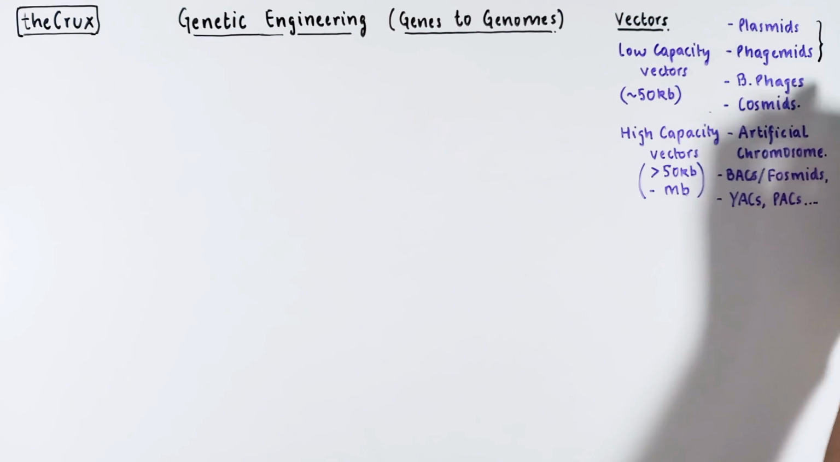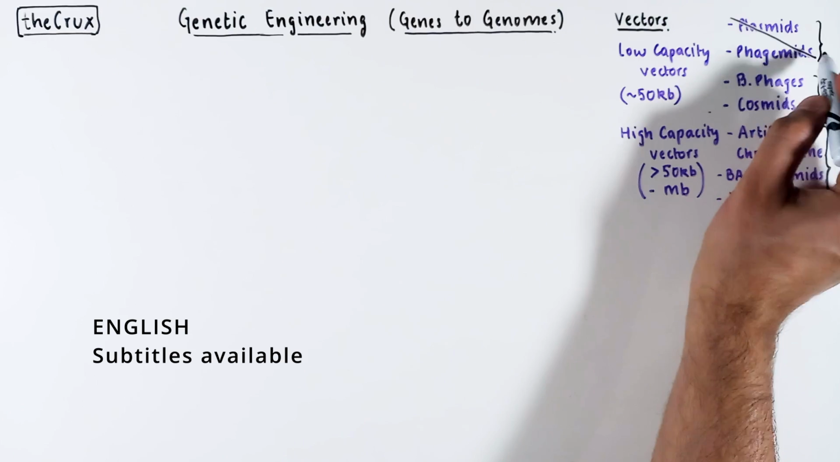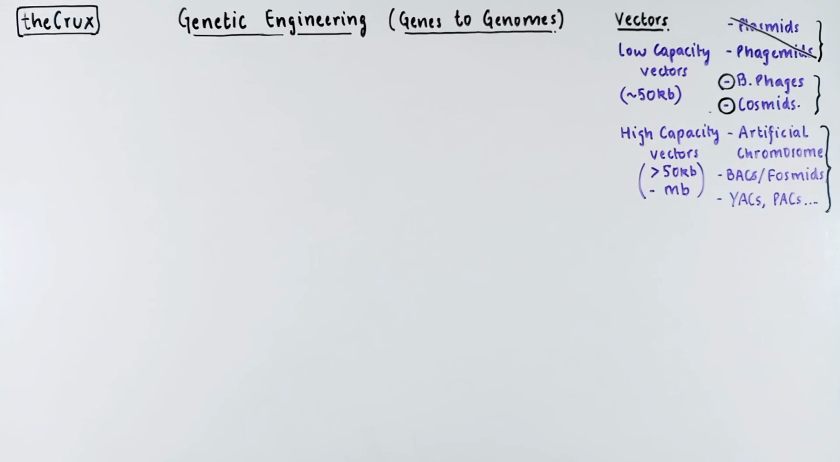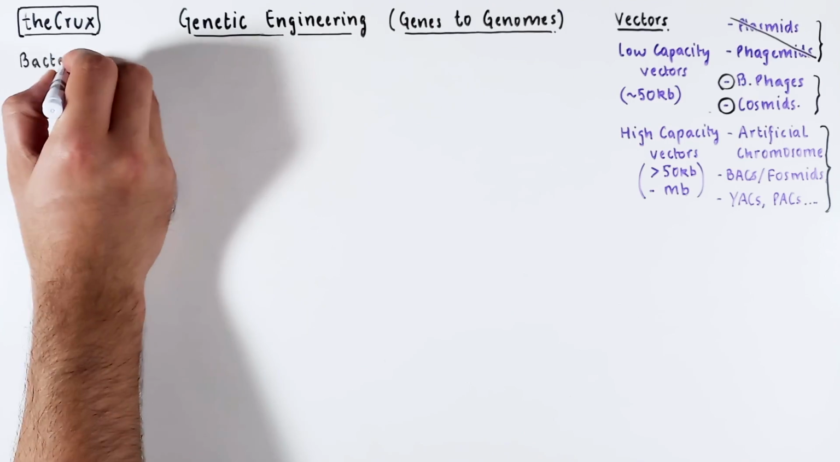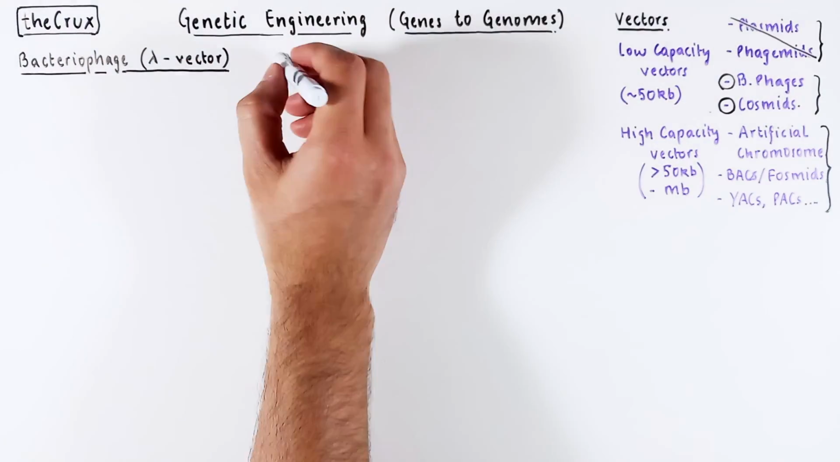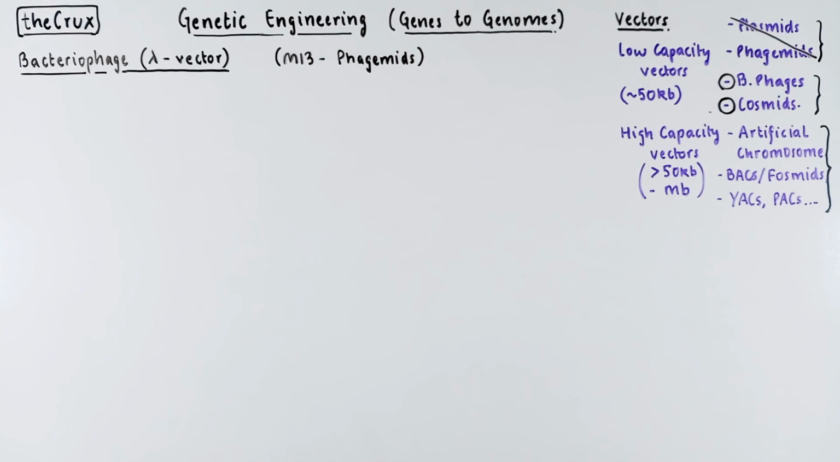Our discussion on classic vectors is split into three parts. We have already discussed plasmids and phagemids. This video focuses on bacteriophage and cosmid vectors. I will take the example of Lambda Phage vectors to illustrate this concept. This is different from the use of M13 phage we saw in phagemids.